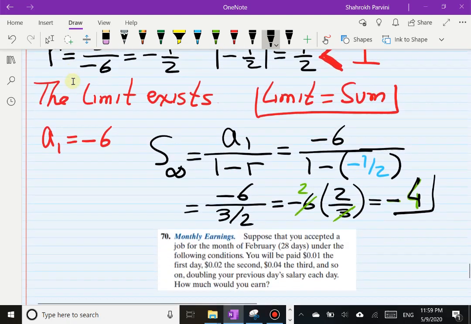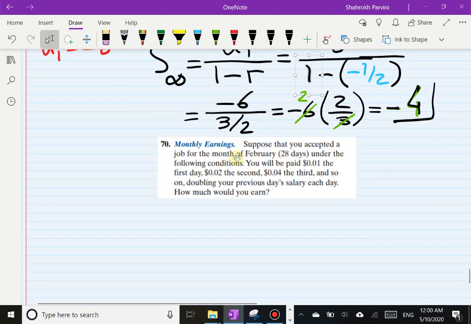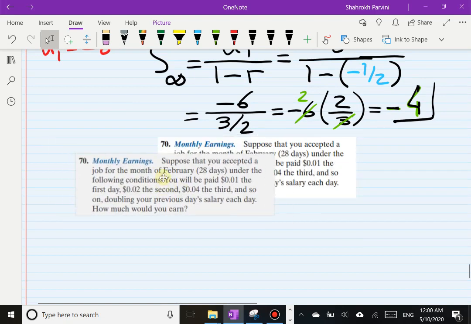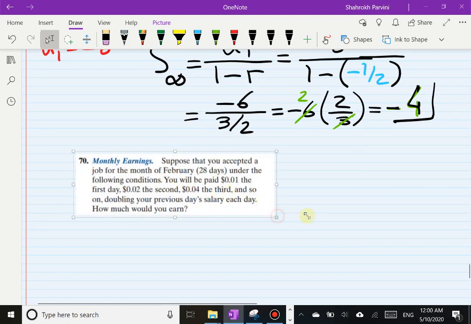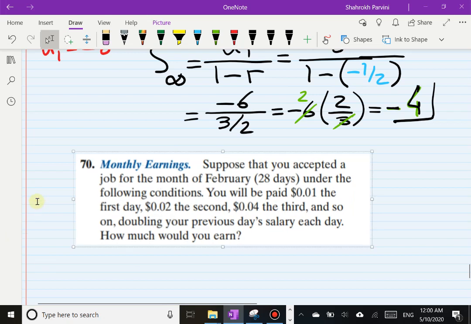Now let's take a look at this last exercise. I did not assign this exercise, but this is interesting just to see the utility or application of what we're doing, something that's fun and entertaining.